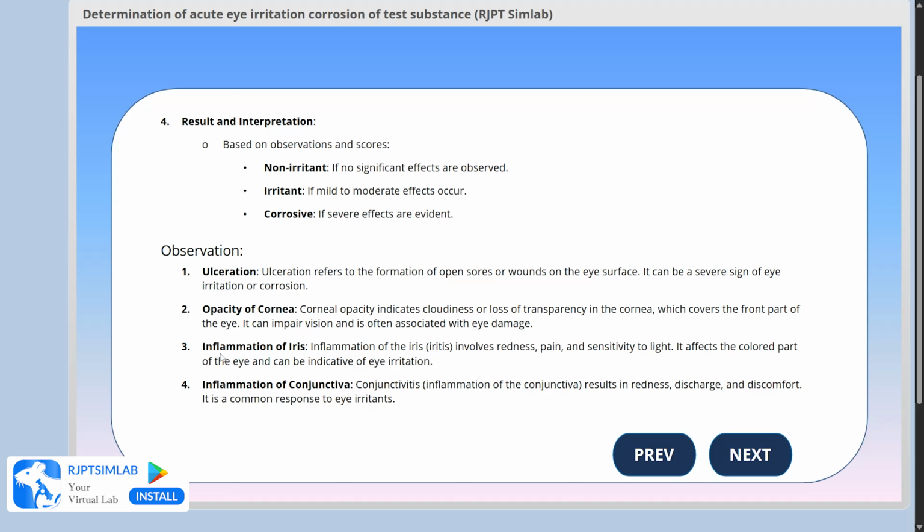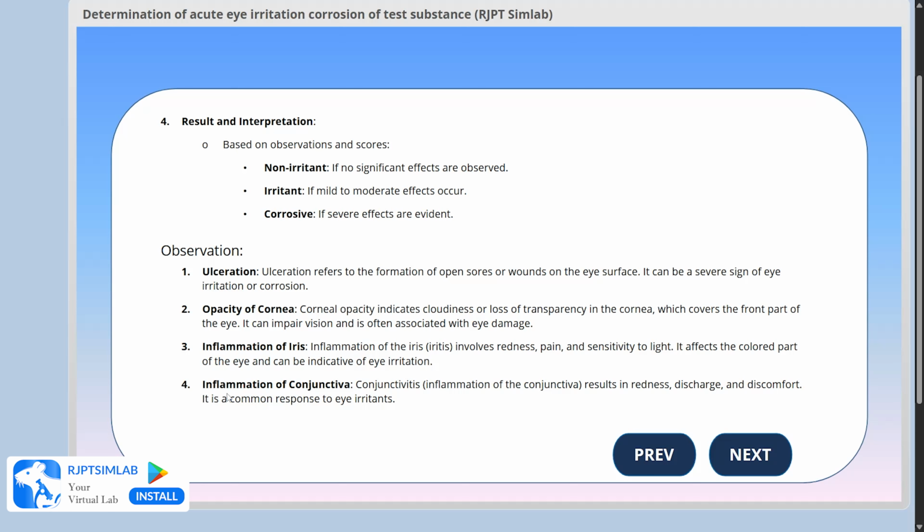Then the third effect is the inflammation of the iris. Inflammation of the iris involves redness, pain, and sensitivity to light, which means that on inflammation of the iris, we observe redness in the eye, pain in the eye, and sensitivity to light in the eye. It affects the colored part of the eye and can be indicative of eye irritation.